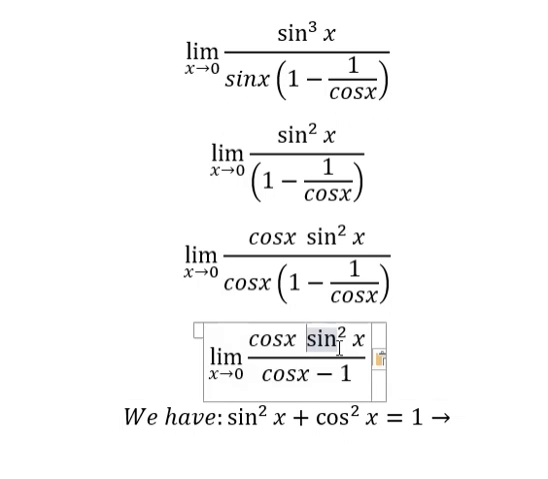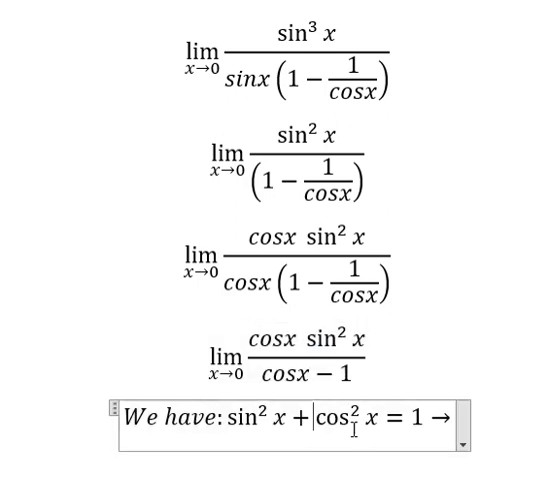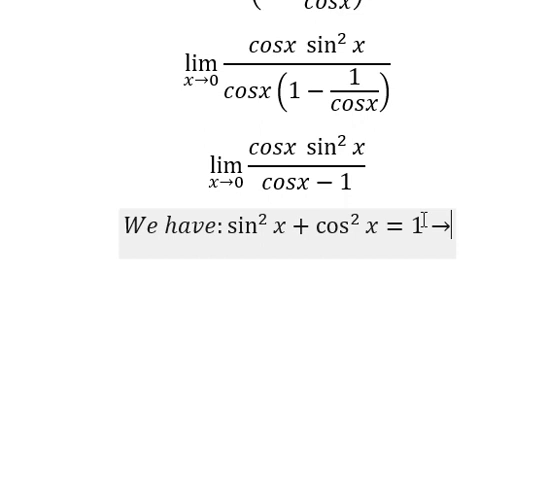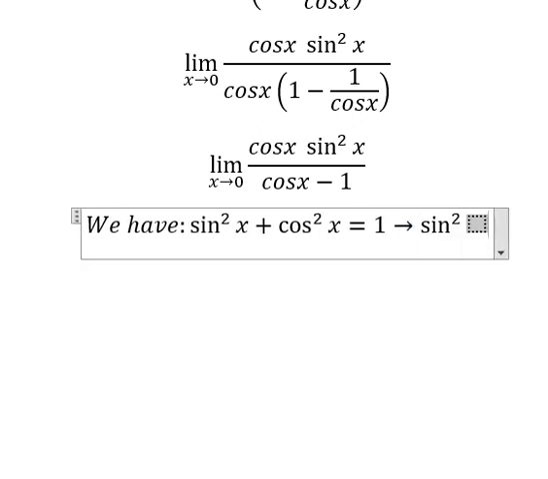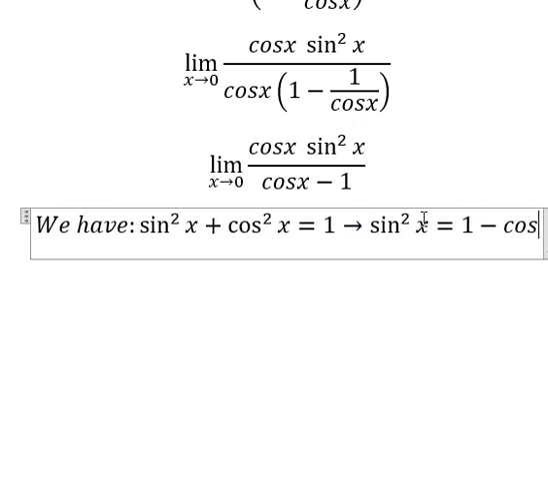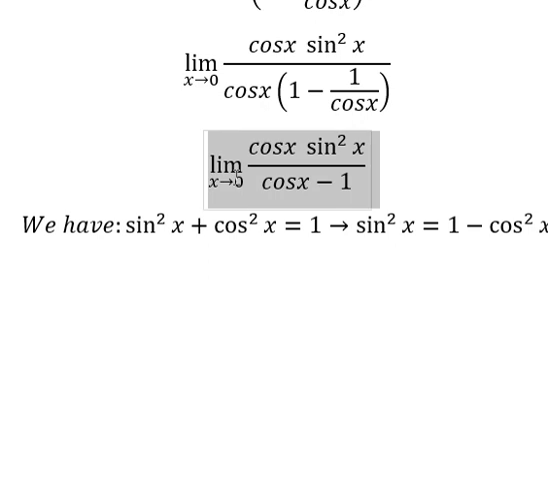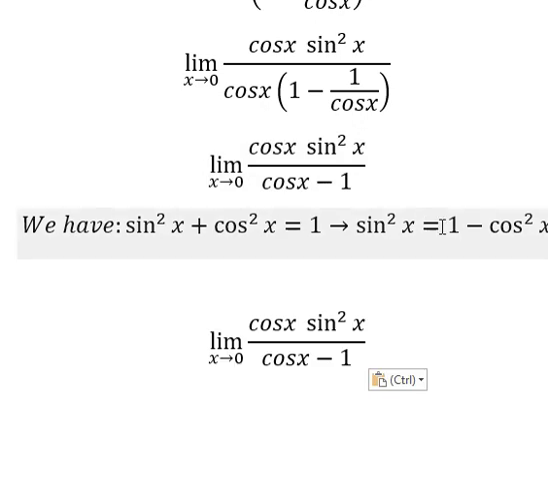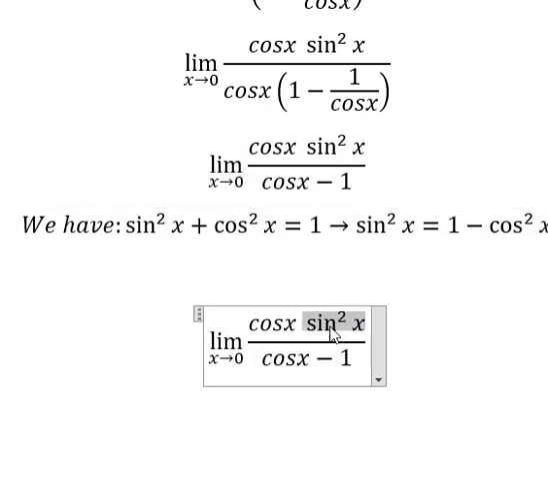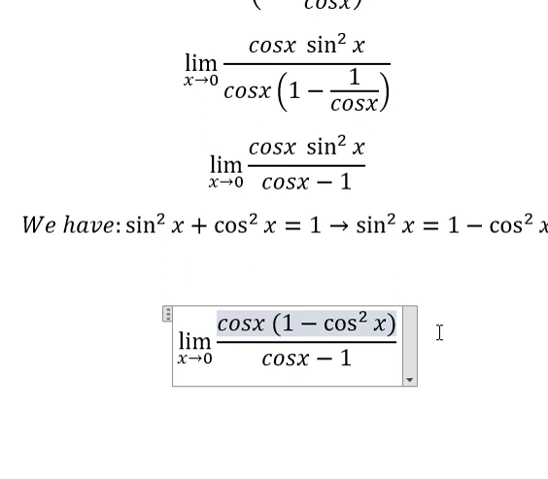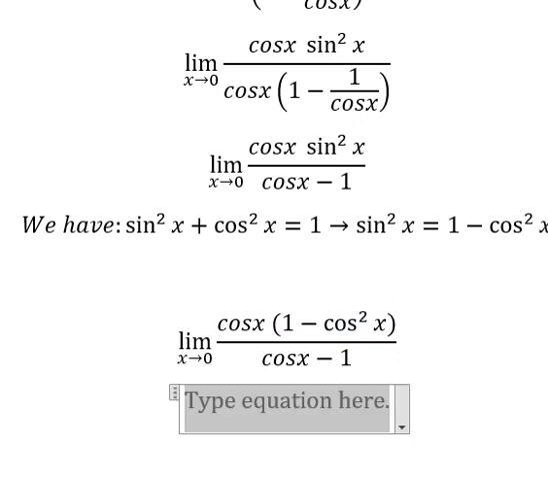Because we have sin x squared, I will put this one go to the right. And then we have sin x squared equals to number 1 minus cosine x squared. So I will put this one go in here. And now we have the second formula in here.